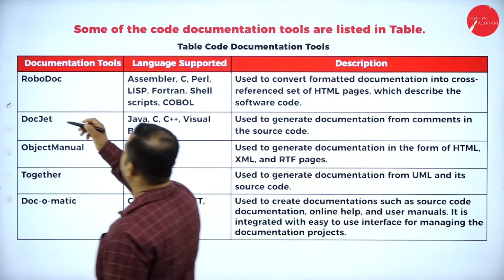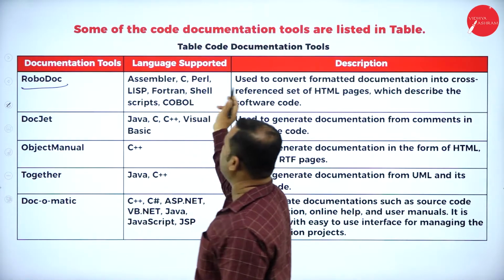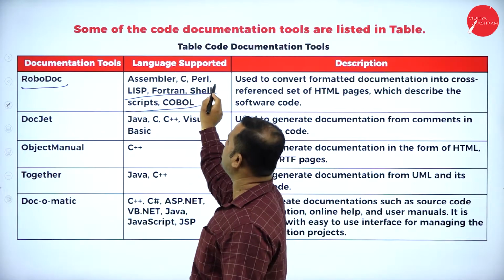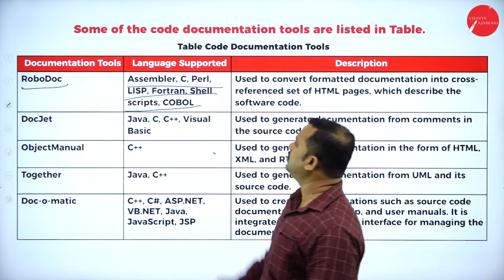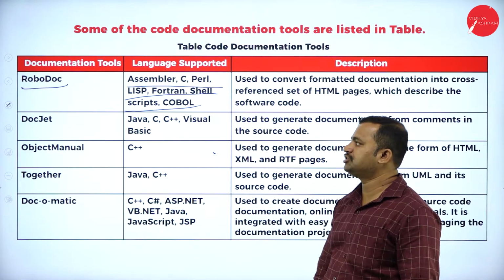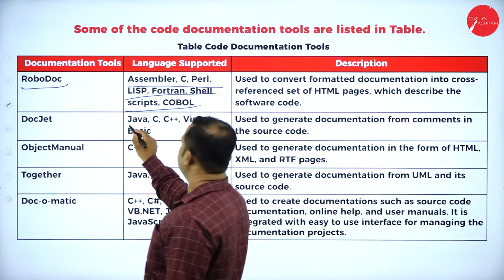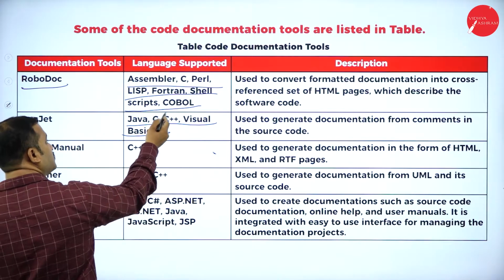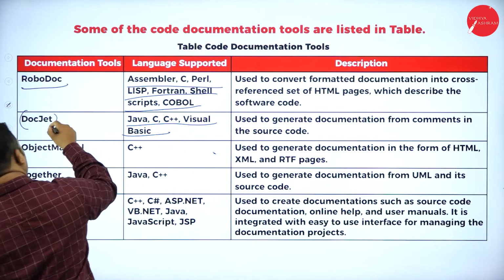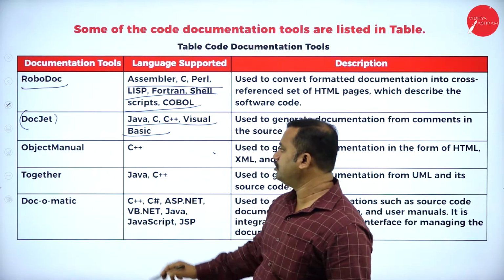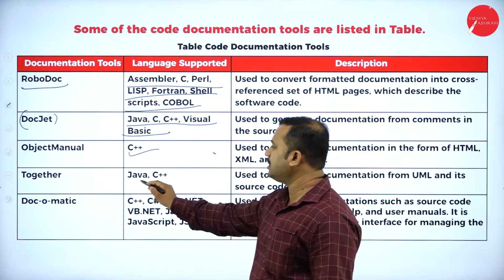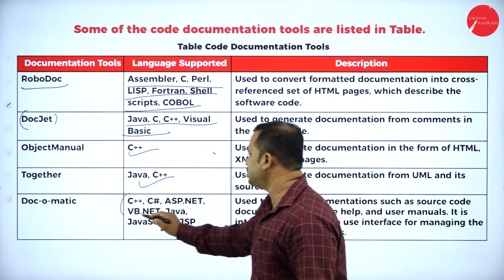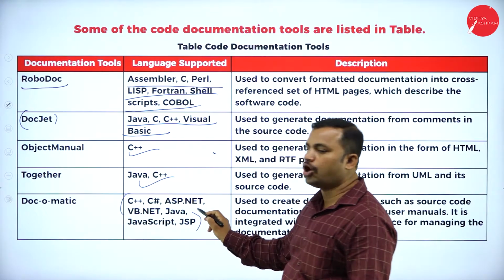Moving forward, we have RoboDoc for many other languages like COBOL, scripts, Fortran, Shell, Lisp, assembler, C and Perl. For programming languages like Java, C, C++ and Visual Basic, we have DocJet. We have Object Manual for C++, Together for Java and C++, and Doc-O-Matic for C++, C#, ASP.NET and the .NET framework.